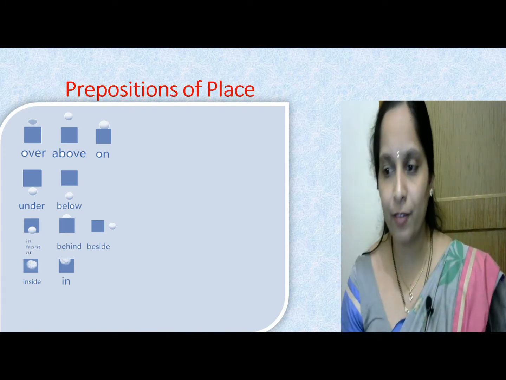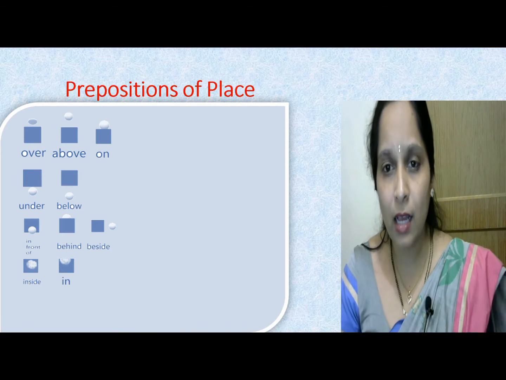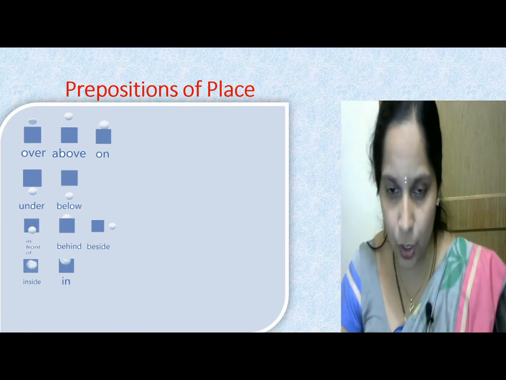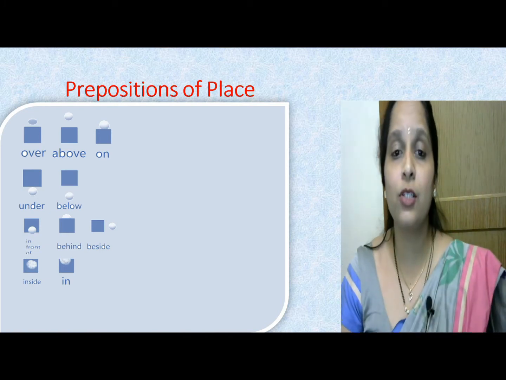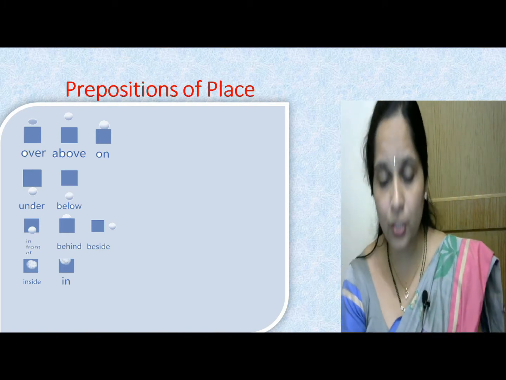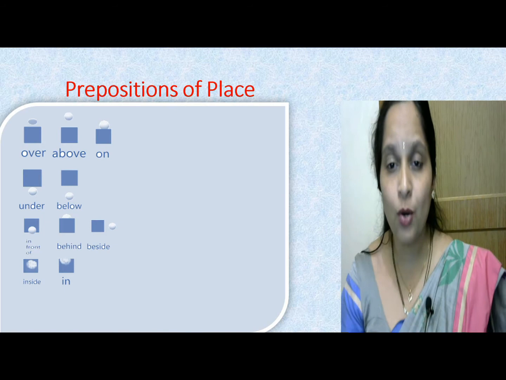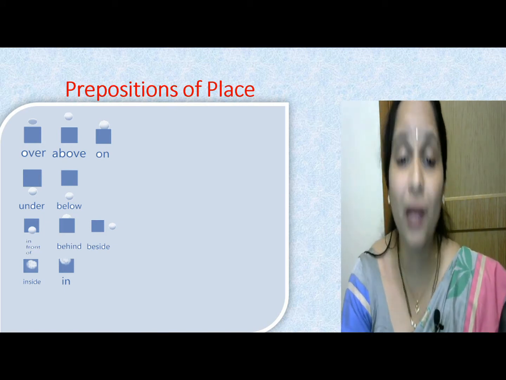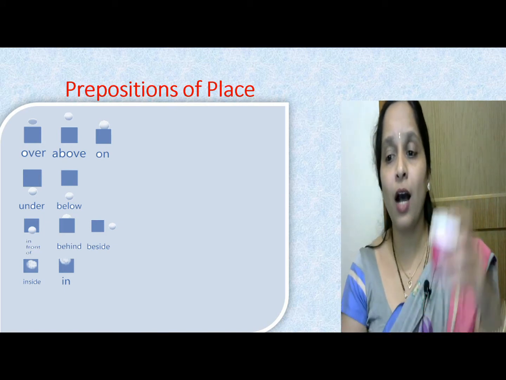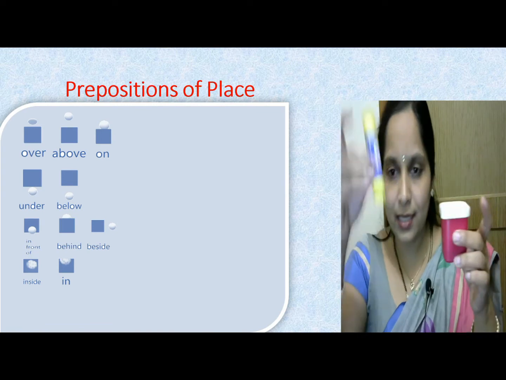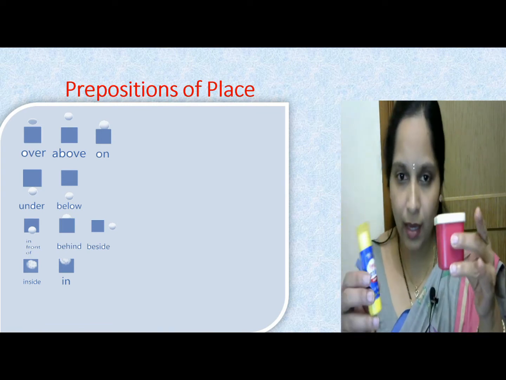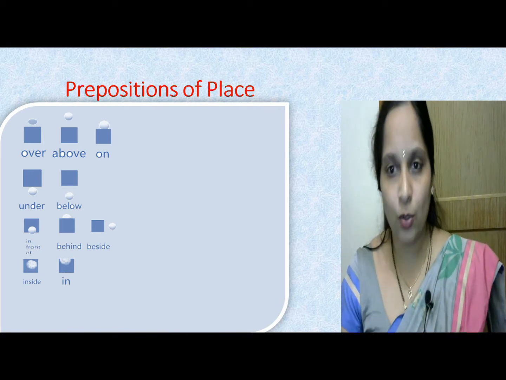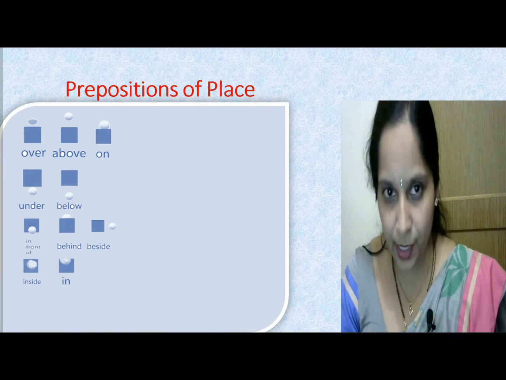Hope I'm clear, everybody. The prepositions which I have told you here are the prepositions of place. Prepositions of place basically talk about where an object is placed in respect to the other object. Am I clear? So this is prepositions of place for you.